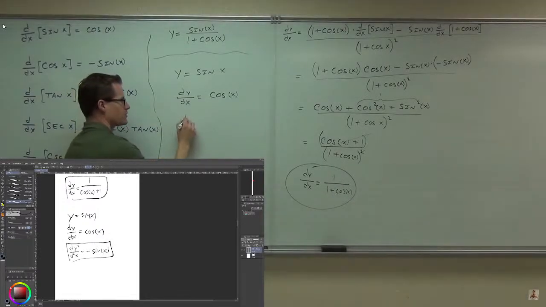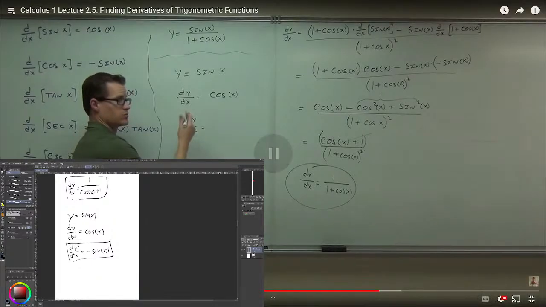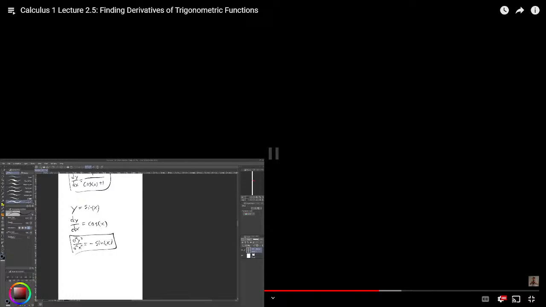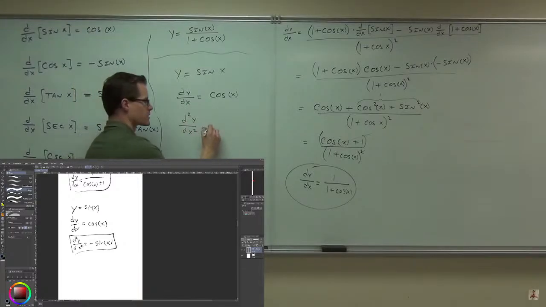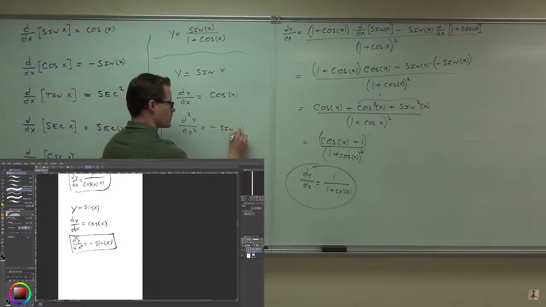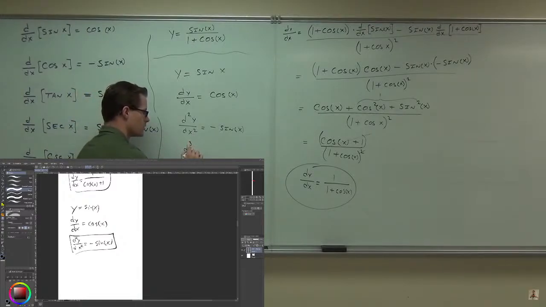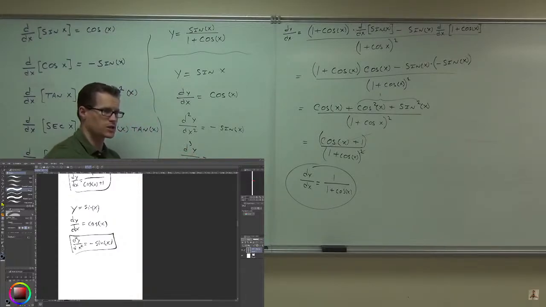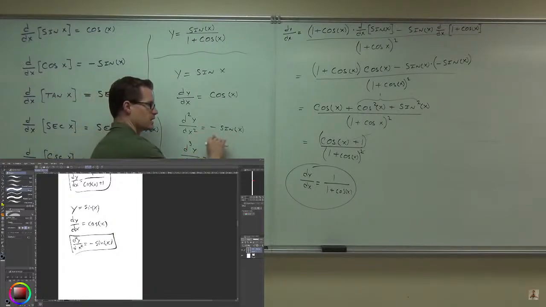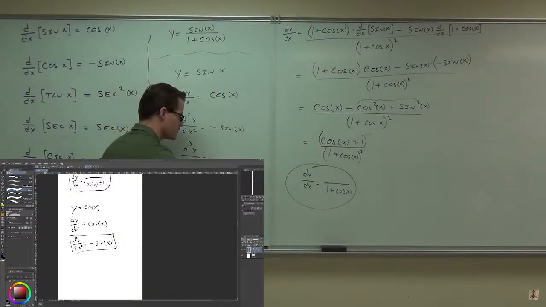Find the second derivative. The derivative of cosine is negative sine x. What's the third derivative? Negative cosine x would be the third derivative. Are you with me on that? Negative cosine, because if we have negative sine x, the derivative of sine is cosine. This is negative cosine if I take the derivative.